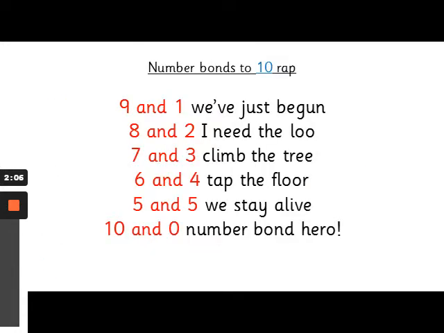Okay, so now we are on to our number bonds to 10 rap. I'm going to say the rap first, then you can pause the video and you can say the rap to yourselves and to whoever's in the house with you.